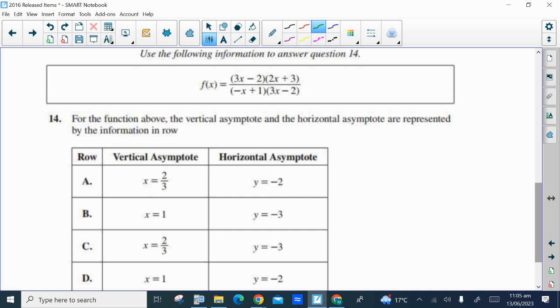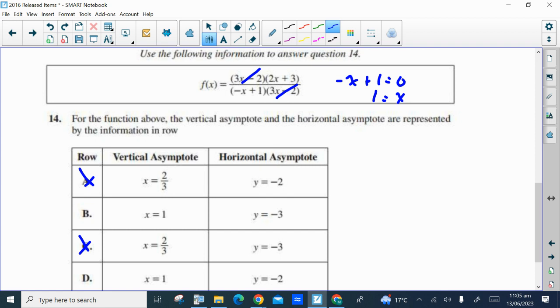Use the information for 14. Again, you've got a rational function. It asks where the vertical and horizontal asymptotes are. Well, the 3x minus 2's would cancel. And this is how you find where the vertical asymptote would be. You still have a factor of negative x plus 1 on the bottom. If you make that equal to 0, add x to both sides, the vertical asymptote will be at x equals 1. So we can cross out A and C.